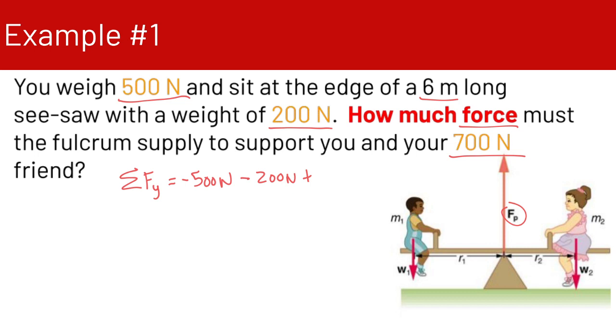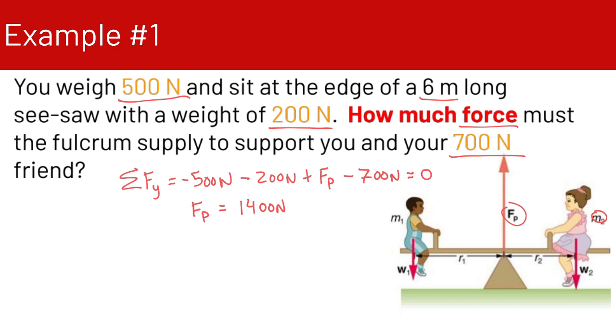So negative 200 plus the force that the fulcrum is pushing up, that's P for pivot, and then minus 700 newtons for the second person, her weight 2. And that is all equal to 0 because none of this is moving. So combining like terms, you have minus 500, minus 200, that's minus 700, and then minus another 700, that's minus 1400. So the force that the pivot or the fulcrum is supporting is 1400 newtons.